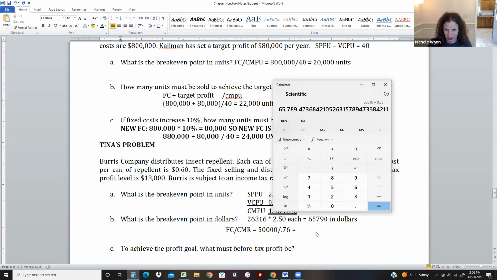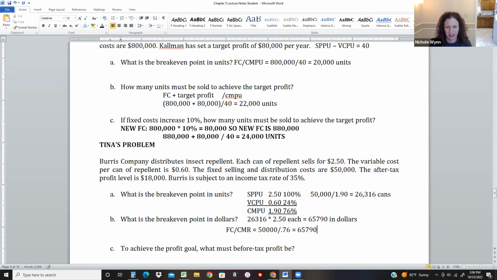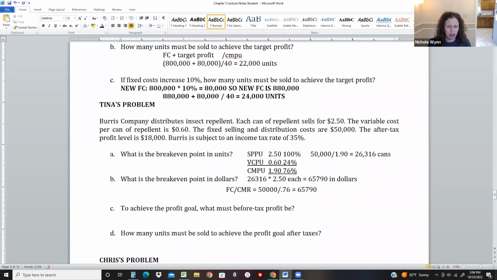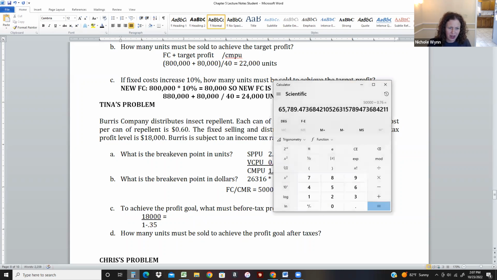I get 65,789.47, or 65,790. Okay. So to achieve the profit goal, what must before-tax profit be, and then how many units to get there? I need to first gross it up. So I want to take my target profit of 18,000 and divide by 1 minus the tax rate, 1 minus 0.35. So I would take 18,000 divided by 0.65.